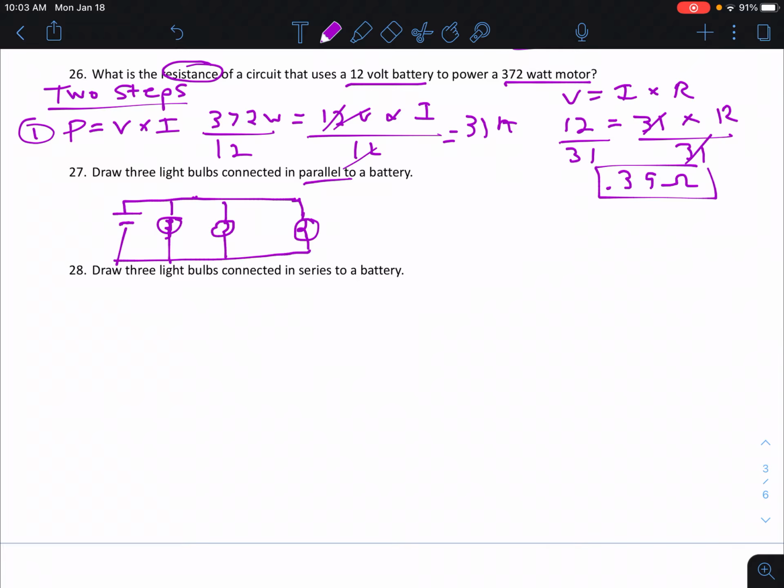Number 28, three light bulbs in series. So for number 27, parallel is just having three different pathways. And for a series, it's just three light bulbs in this case, and they're all in a single pathway. And the circle with the squiggly line through it is just a symbol for a light bulb.